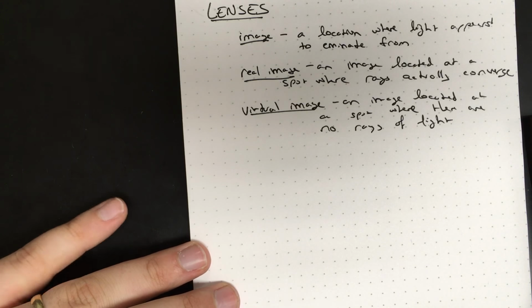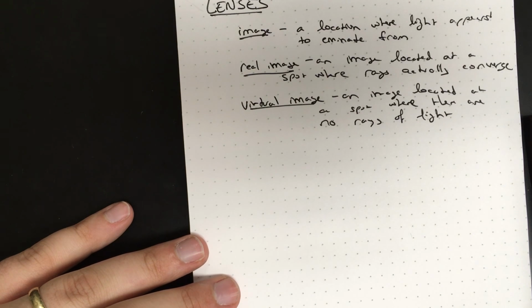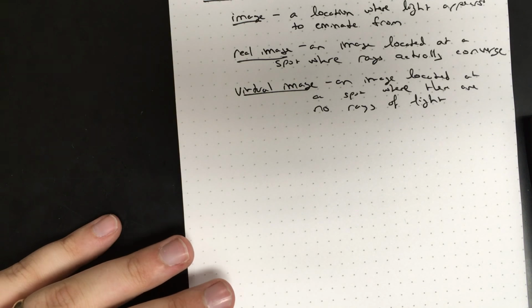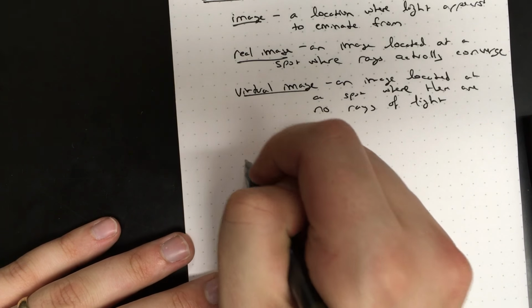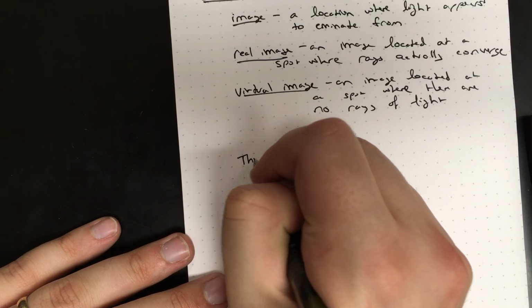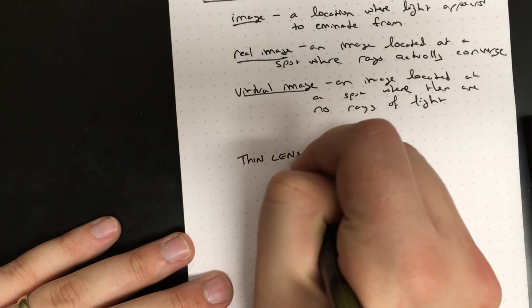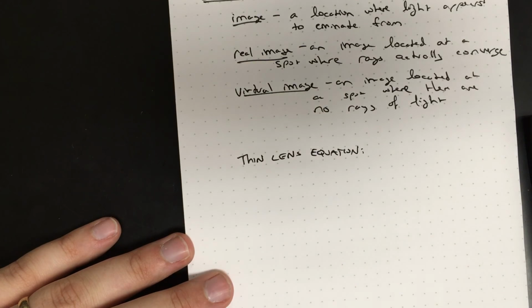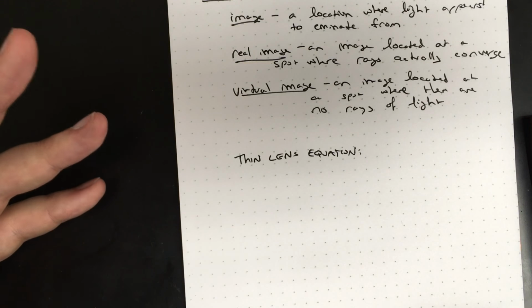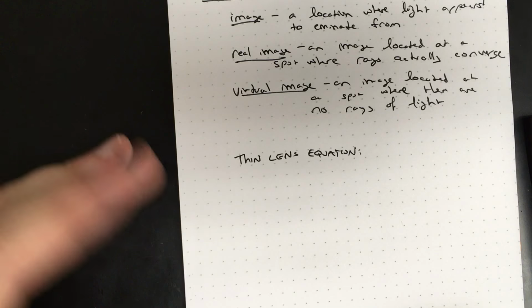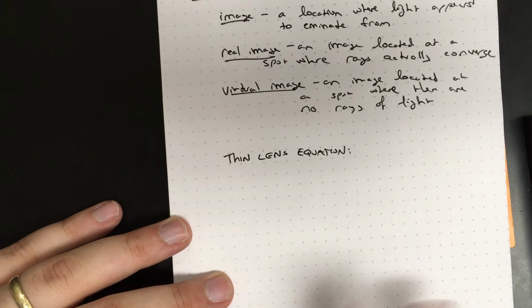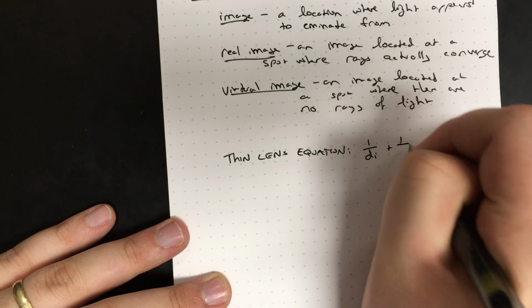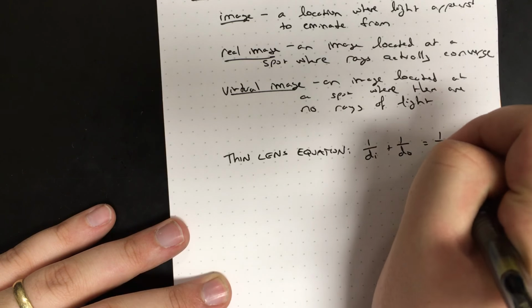Okay, the other two things that I want to give you right now, just so that you can get started on your homework, are two equations that we will derive later. One is called the thin lens equation, and basically this is a way of finding where an image is going to be located so you don't have to draw the ray diagram every time. The thin lens equation is 1 over di plus 1 over do equals 1 over f.